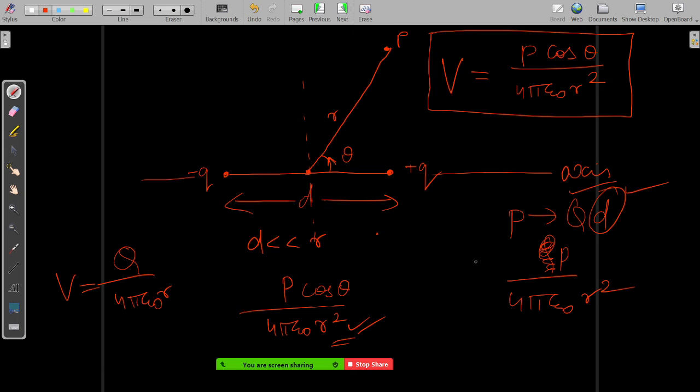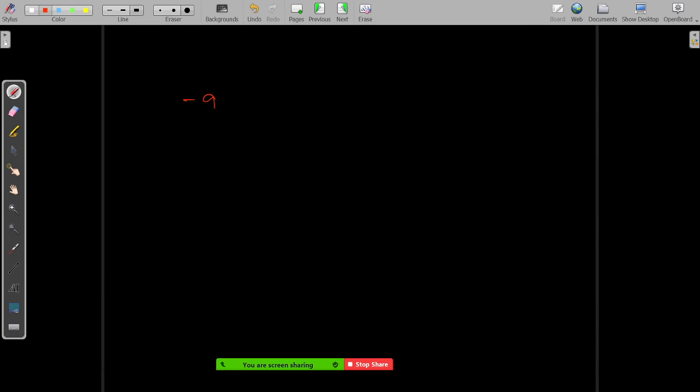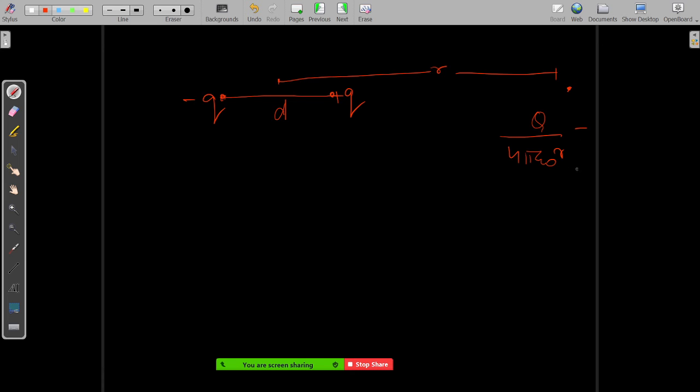How it comes to be, I'll just tell you. There is a negative charge and there is a positive charge. We want to find what is the potential at this point. You must be wondering that it cannot be zero. The potential at this particular point will be what? Q by 4 pi epsilon naught R minus D. So this R is basically the distance from this point.